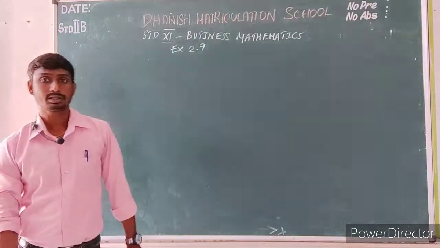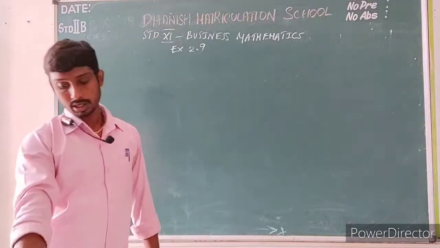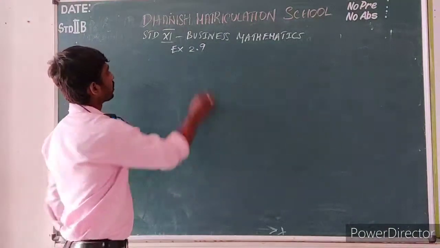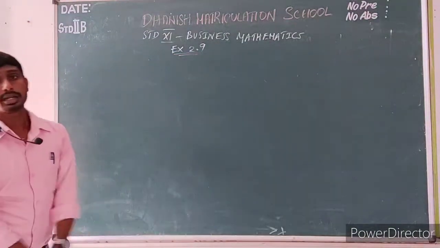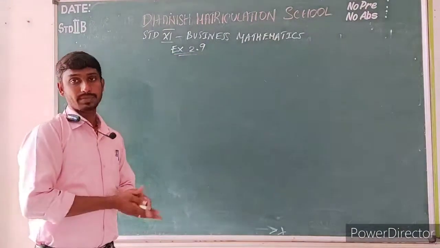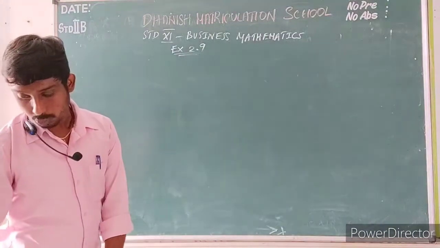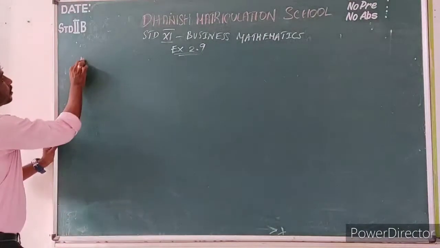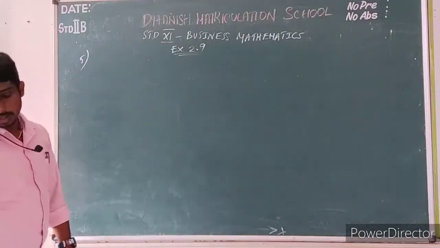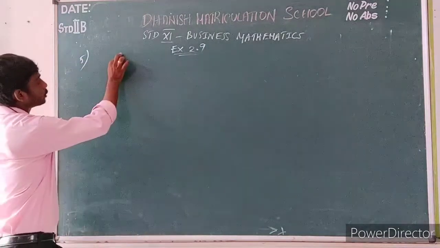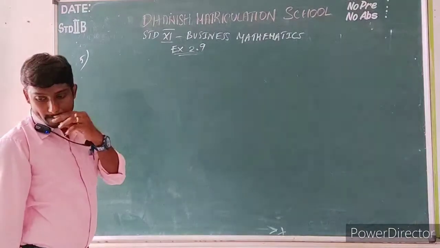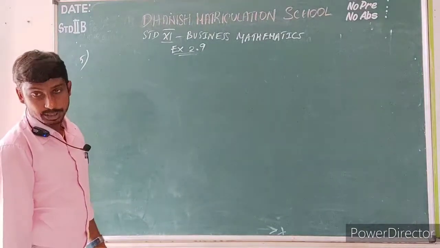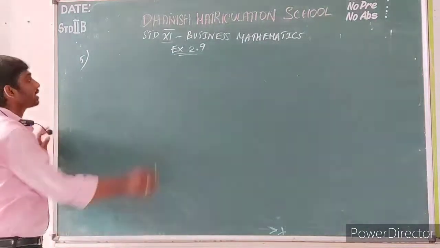Good morning children. Today we are going to see about the exercise 2.9 remaining sums. Last class we did the first four sums in exercise 2.9. Now we are going to see about the fifth question. What is the question given? Resolve the expression into partial fractions. This type will be partial fractions.